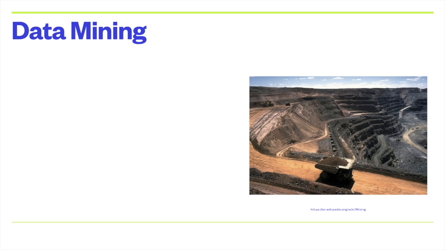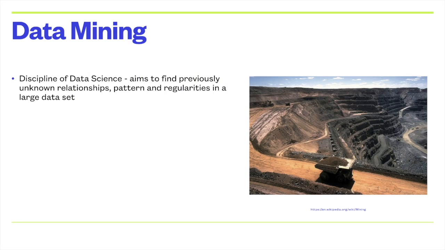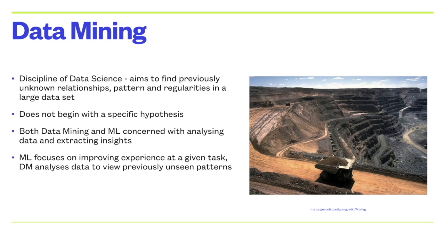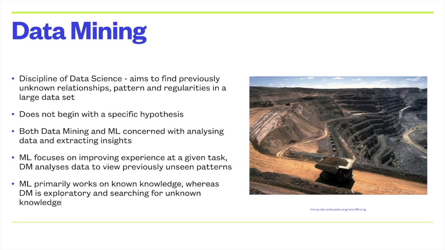Now, data mining, as the name suggests, is very simple. It aims to find previously unknown relationships, patterns, and regularities in a large data set. As you can see in this picture, mining is very similar, right? We don't know what we're going to find in mining. You might be mining for gold and find oil, or mining for oil and find minerals. There's a possibility you might not find anything, or you might find something you are not looking for. That is why we call this data mining, because it never begins with a specific hypothesis, and it's very similar to machine learning. Why is it similar to machine learning?